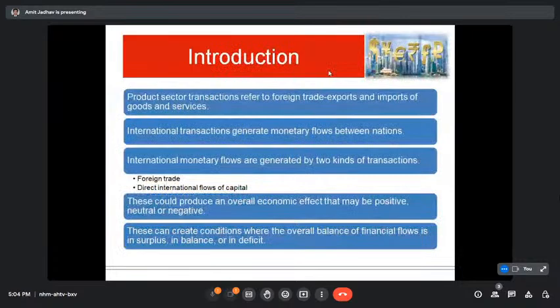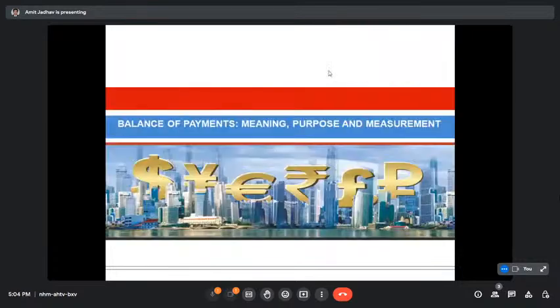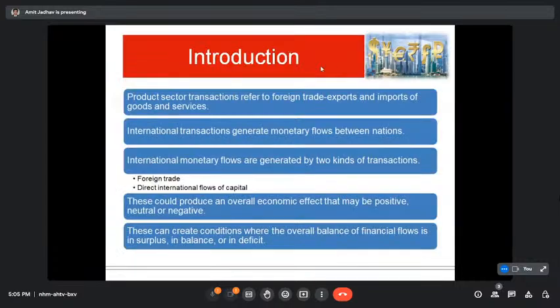So in today's lecture, we try to understand the balance of payment: its meaning, purpose and measurement. So basically, products, sectors and transactions refer to foreign trade, the export and import of goods and services. Those countries that have some surplus of production can export it to other countries. Similarly, if they have a deficit or scarcity of a particular production, they can get such commodities from other countries in terms of import.